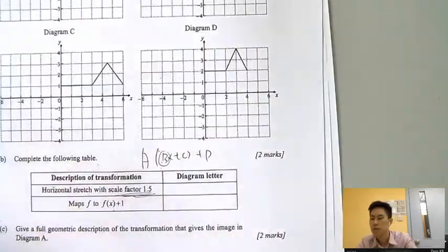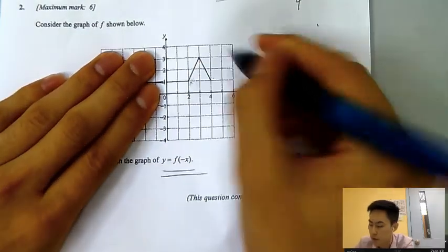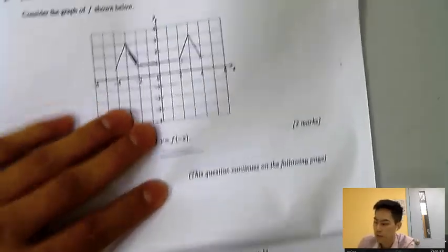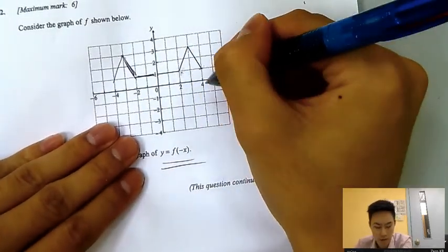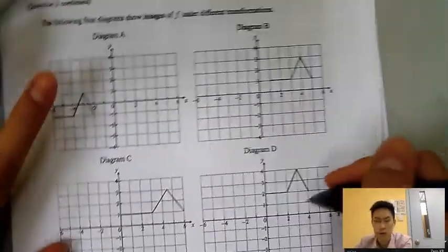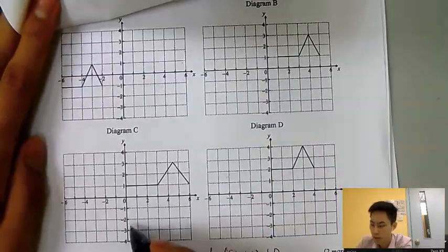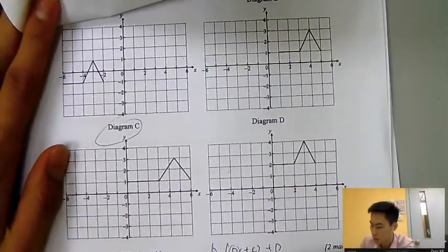Obviously you have to refer to the previous graph. The previous diagram is right here, so refer to the original. It's right here, from 0 to 4. Horizontal stretch by 1.5, so obviously 4 has to be multiplied by 1.5, which becomes 6. So which one has the ending point at 6? Not this one, but diagram C.